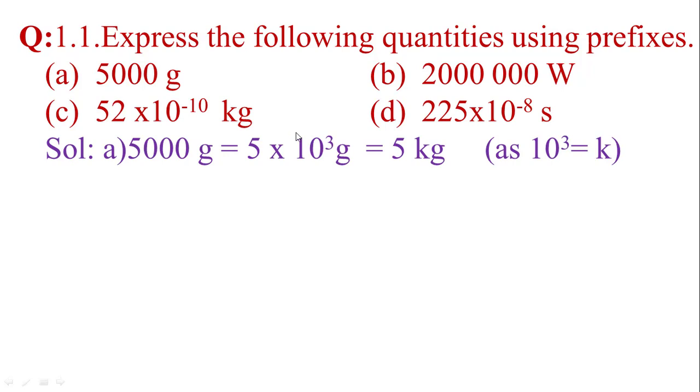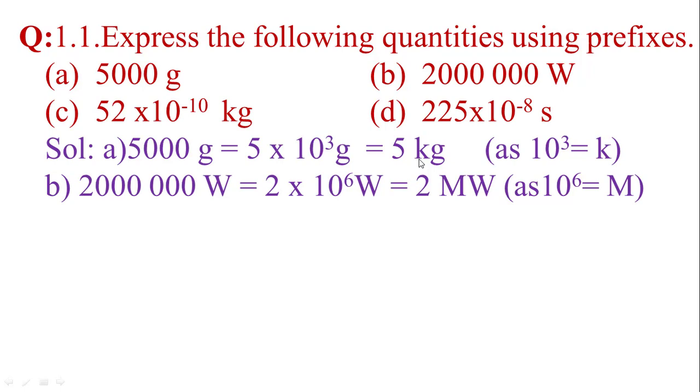Solve first part, 5000 gram. 5000 gram is equal to 5 multiplied by 10 raised to power 3 gram. As we know that 10 raised to power 3 is equal to kilo. Now putting this value, the final answer is 5 kg. In part B, 2,000,000 watt, the decimal place moves from this point to this point. Here 1, 2, 3, 4, 5, 6, so it is equal to 2 multiplied by 10 raised to power 6 watt.